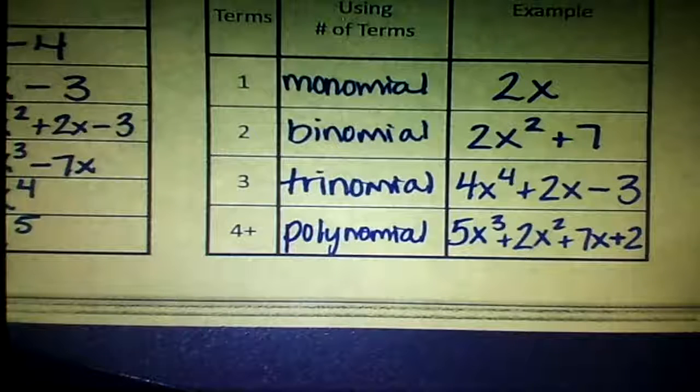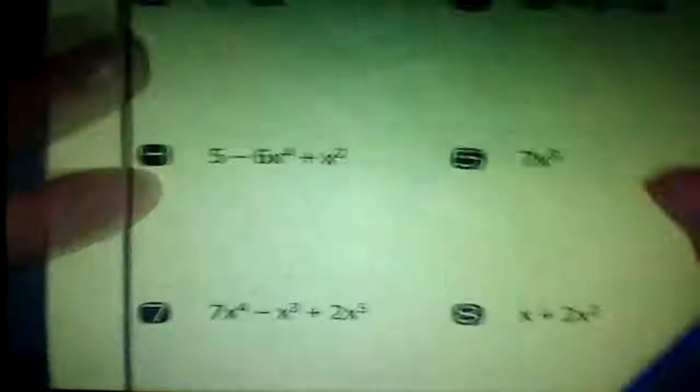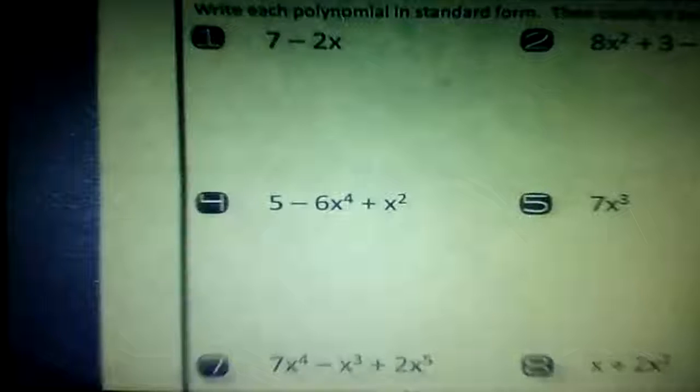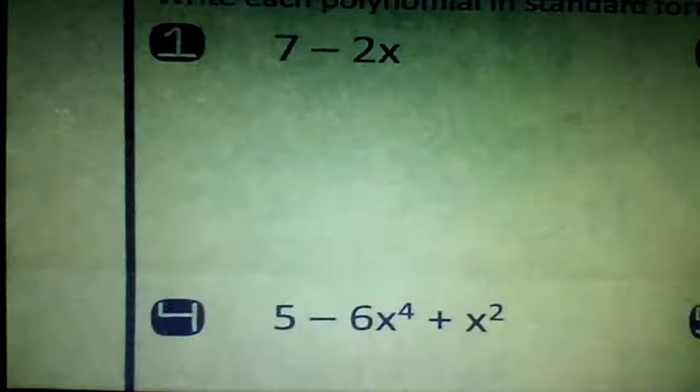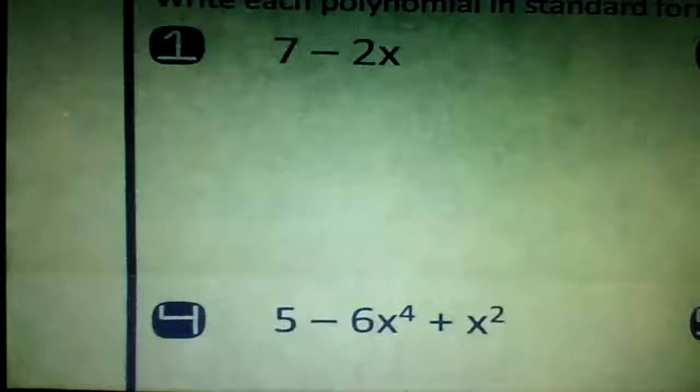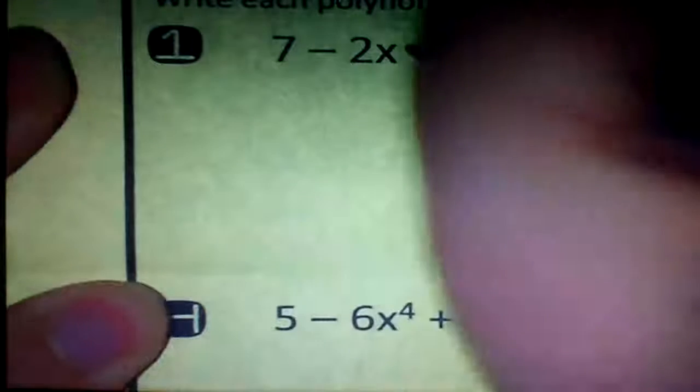Okay, so up top, we are now going to try to label it by the number of terms and tell me what the degree is. So go up to your top examples. Number 1. What's the degree on number 1? There is no degree. It's 1. Remember, if there's no exponent, it's an unwritten 1.